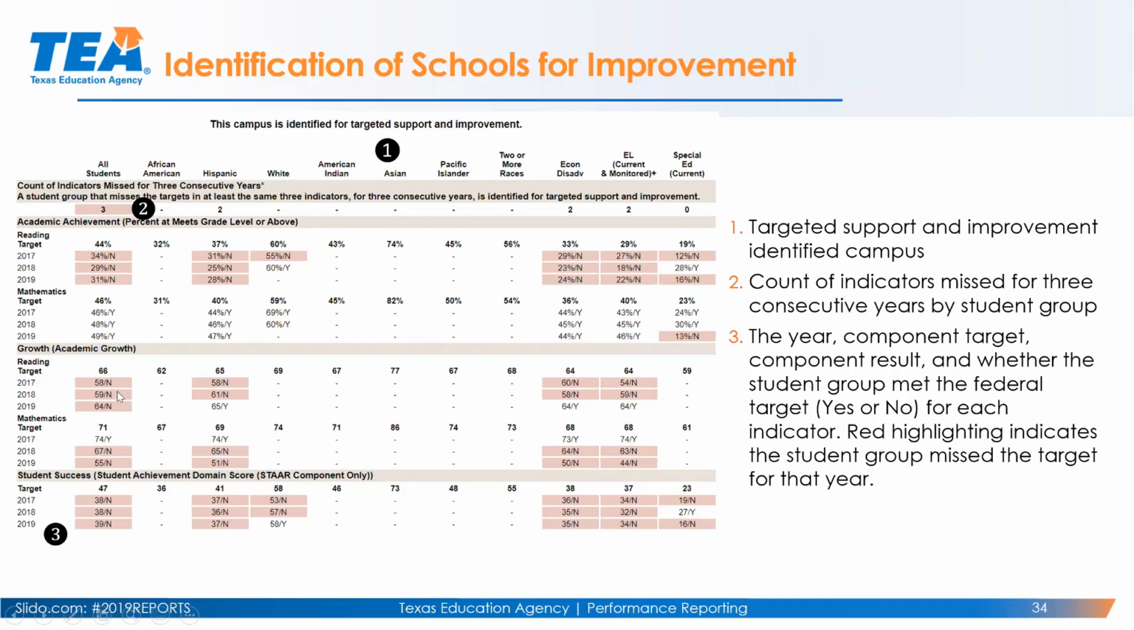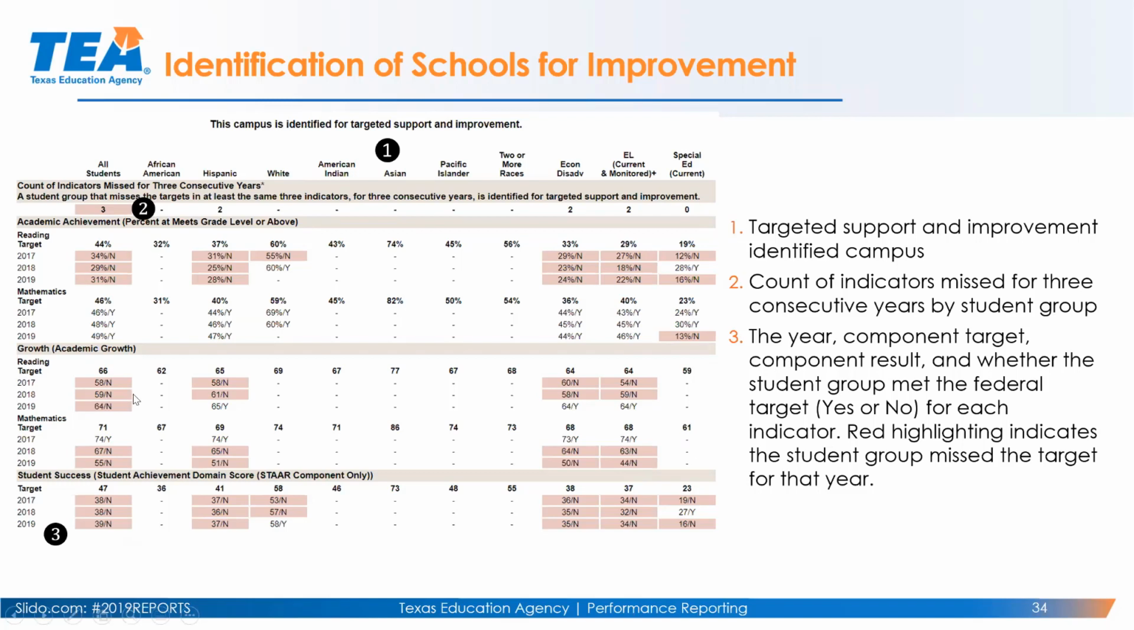They missed it 3 years in a row for reading. That's 2 indicators. Next, they missed the target for student success in 17, 18, and 19. That's 3 consecutive years. So 1 indicator, 2, 3 indicators missed for that 1 student group 3 consecutive years in a row, which is why this campus was identified for targeted.